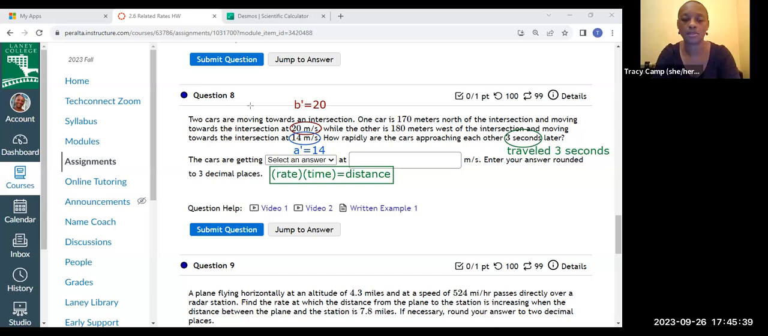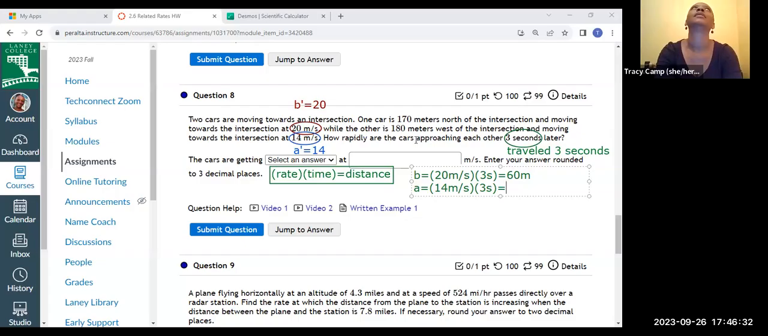So yeah, we can use this formula to find B and to find A, because B represented the distance that the car that was north traveled. So I can say that my B is equal to its rate, which was 20, times the number of seconds that it's traveled. So 20 meters per second times 3 seconds, rate times time. And that gives us 60 meters. That's our B. We can do the same thing for A. A was traveling 14 meters per second for 3 seconds.